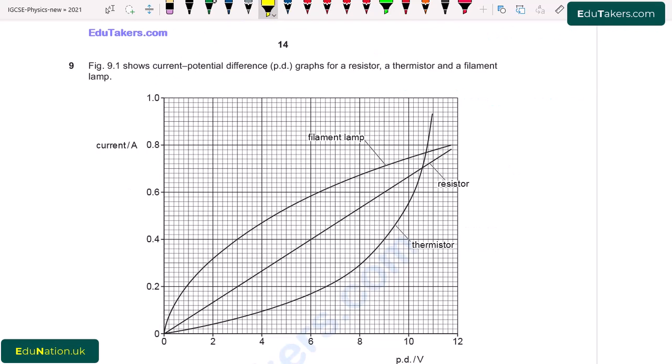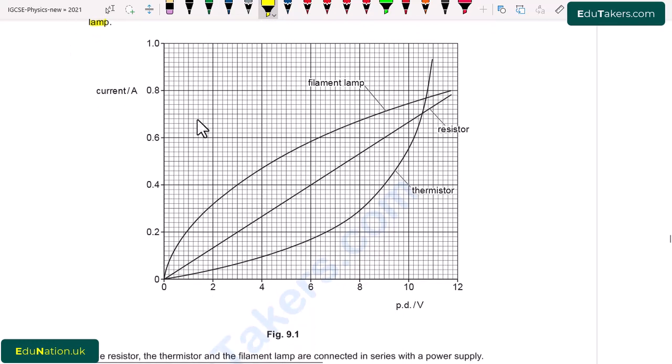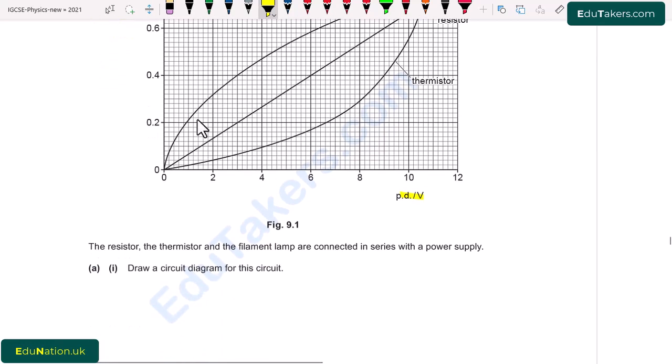Question number 9. Figure 9.1 shows the current potential difference graph for a resistor, thermistor and a filament lamp. So here is the current potential difference graph. We can see that current is taken in amperes and it is on the y-axis, while the potential difference is taken along the x-axis and it is measured in volts. The resistor, the thermistor and the filament lamp are connected in series with the power supply.